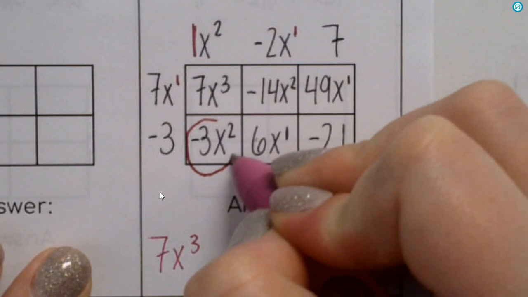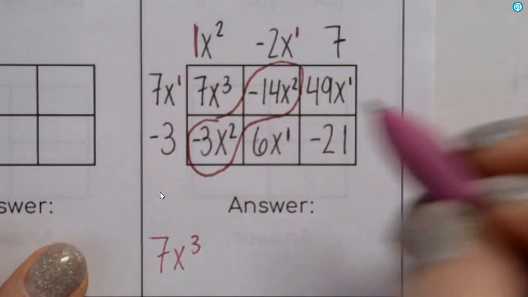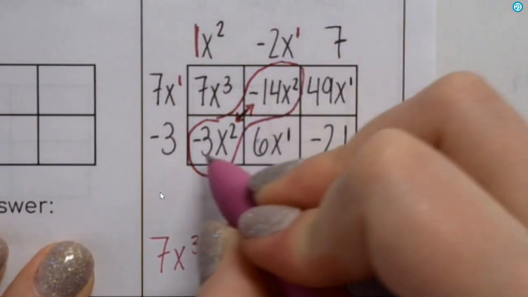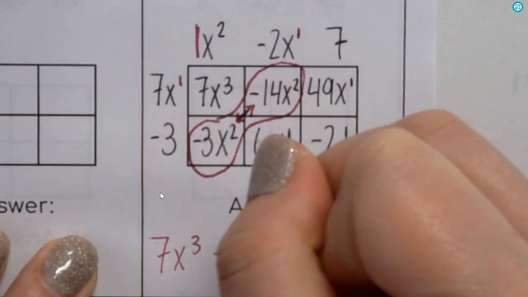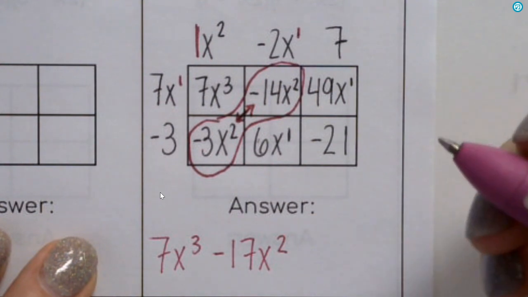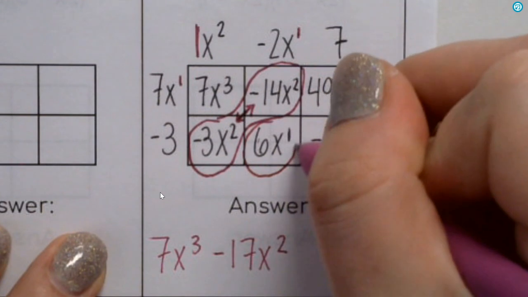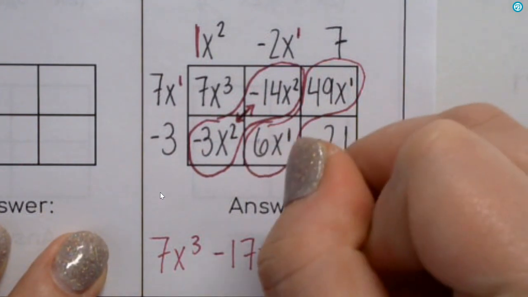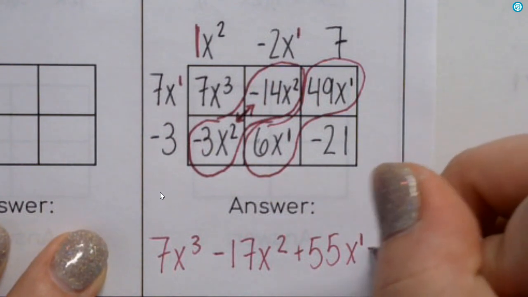Okay, so we've got an x squared here. Do we have any other x squareds? Okay, so our next highest exponent is the x squared. We can combine these together. So, negative 3 and negative 14 makes negative 17x squared. Then the next thing we've got 6x to the first and 49x to the first. We can combine those together. 6 and 49 makes 55. Still x to the first. And then we've got minus 21 on the end.